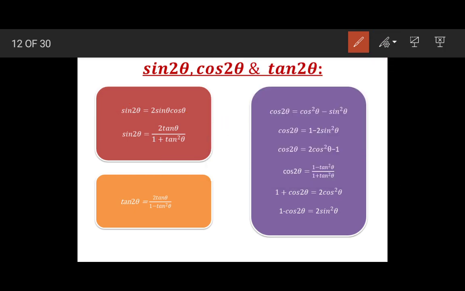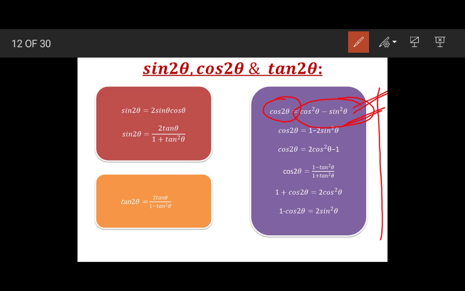Now the second is cos 2 theta. For cos 2 theta we have this many formulas. The very first formula is cos 2 theta is equal to cos square theta minus sin square theta. Whenever we want to convert cos 2 theta in terms of cos theta and sin theta, it is very important what you want. If I want to convert cos 2 theta in cos theta and sin theta, then I will use the very first formula, cos square theta minus sin square theta.